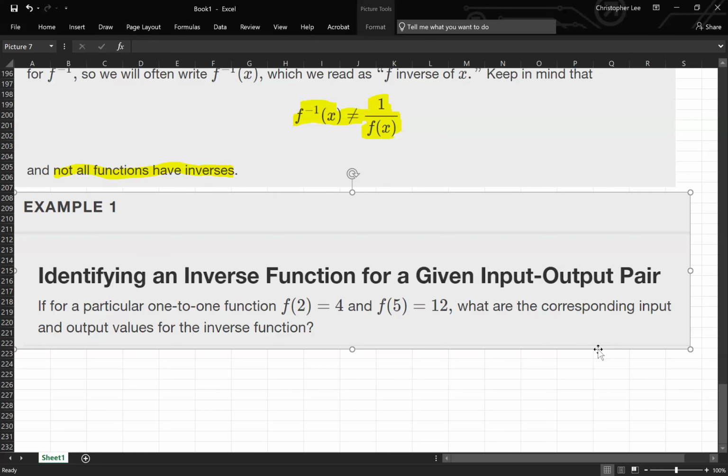So it says identify an inverse function for a given input-output pair. If for a particular one-to-one function, f of 2 equals 4 and f of 5 equals 12, what are the corresponding input and output values for the inverse function?